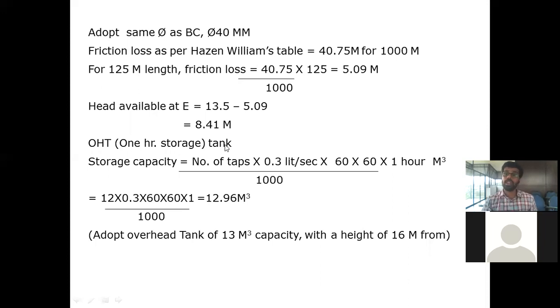So 8.41 is larger than 7. If it is 7 or more than 7, we can just confirm that at the end of the 30-meter long pipe, the sprinkler has a head of 2 meter. Minimum we will be getting 2 meter head. So that is fine. So we have verified and we have found out that the head available at E is 8.41. So it is fine.